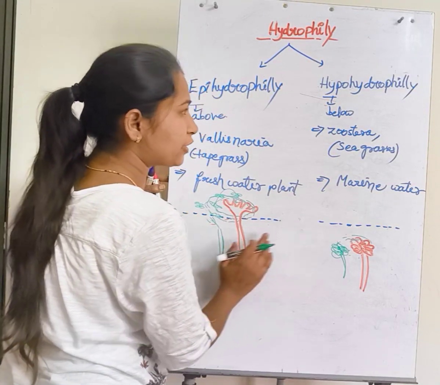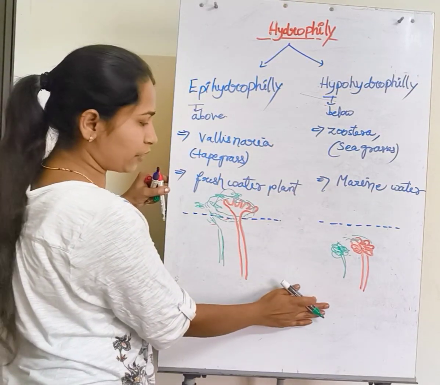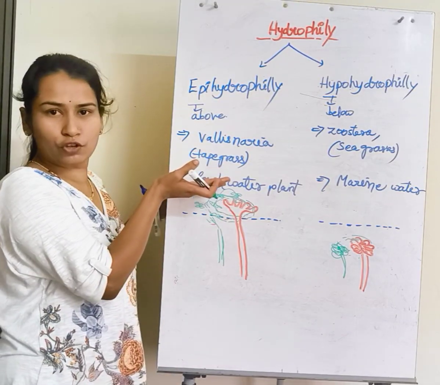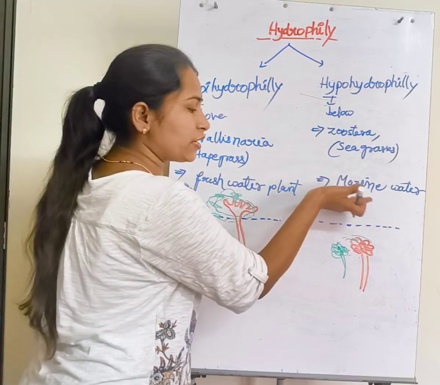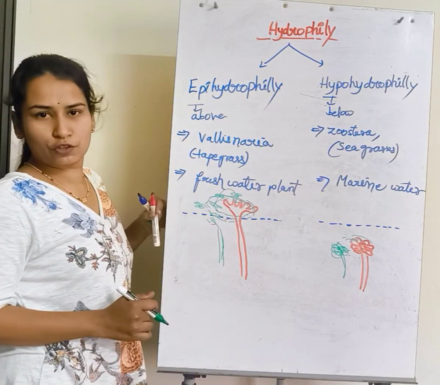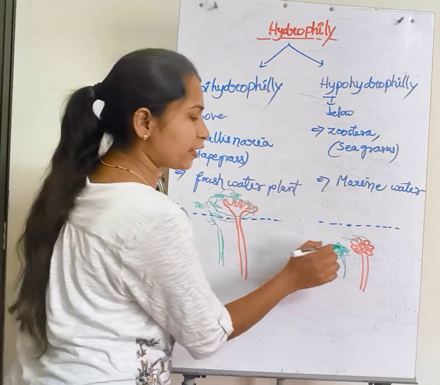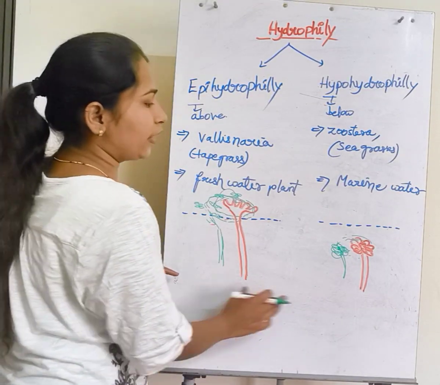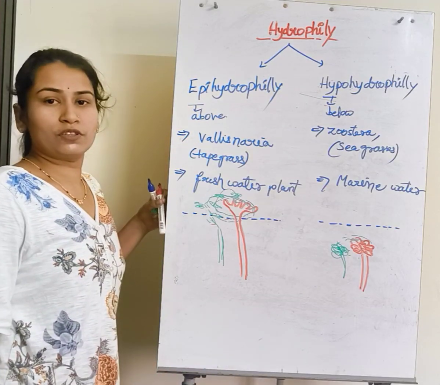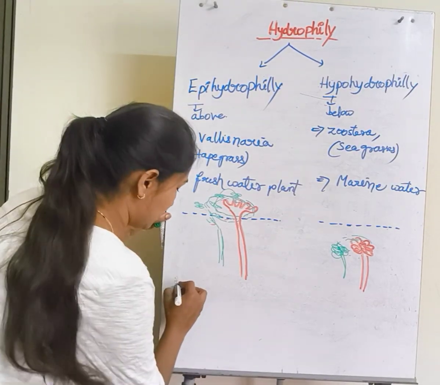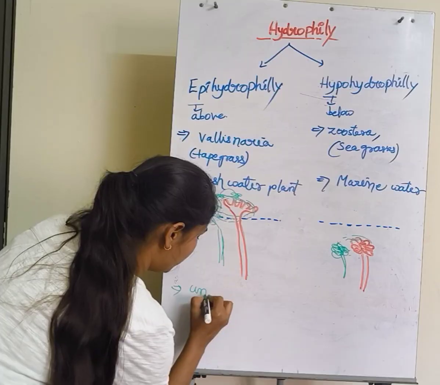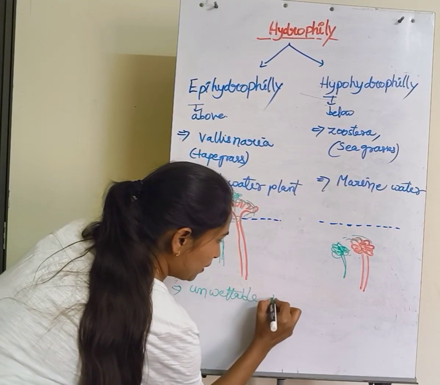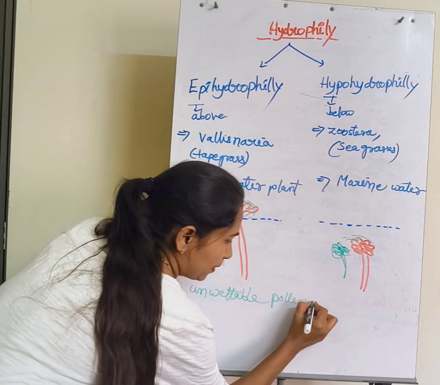What is the difference between epi and hypohydrophily? Here the pollination takes place above the surface of water, and here it takes place below the surface of water. And here ribbon-like pollen grains are present. In both, unwettable pollen grains are present.